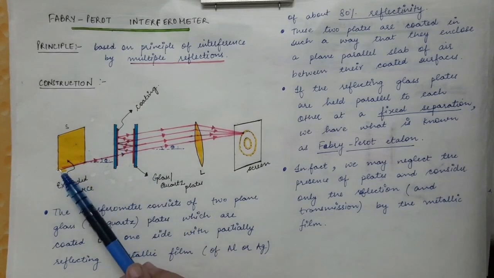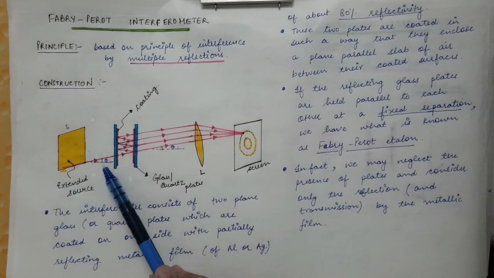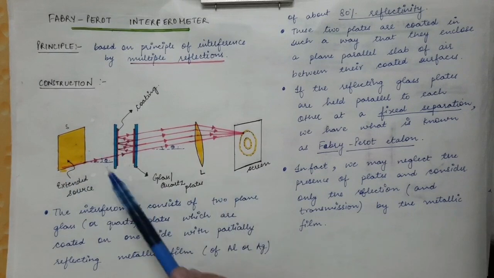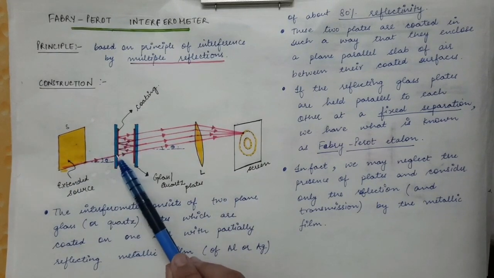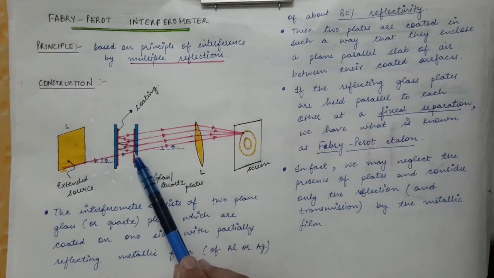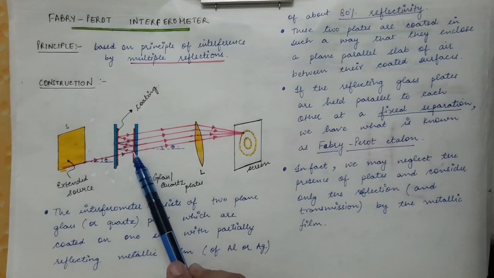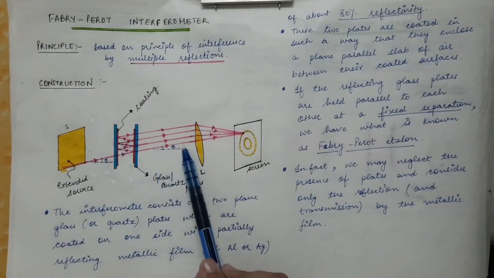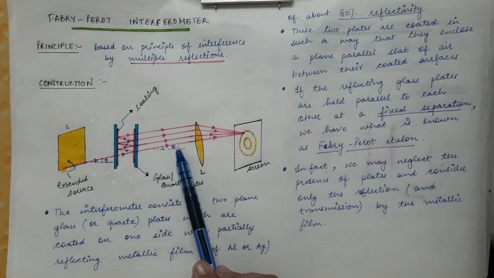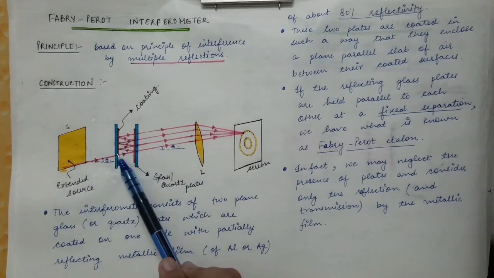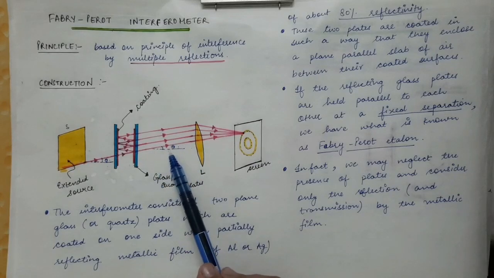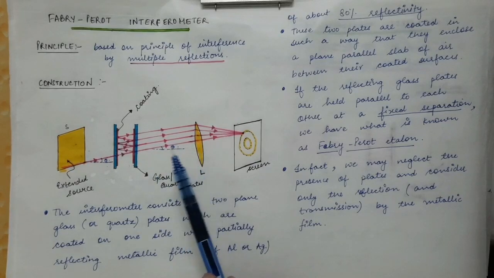Now what happens is that any point on this extended source emits light making an angle of theta with the horizontal line. This is an incident beam, and when it gets transmitted and falls at this point of the metallic film of aluminium or silver, there will be partial reflection and partial transmission: 80% will get reflected and 20% will be transmitted. This transmitted ray will be parallel to the incident ray, making an angle of theta with the horizontal axis.